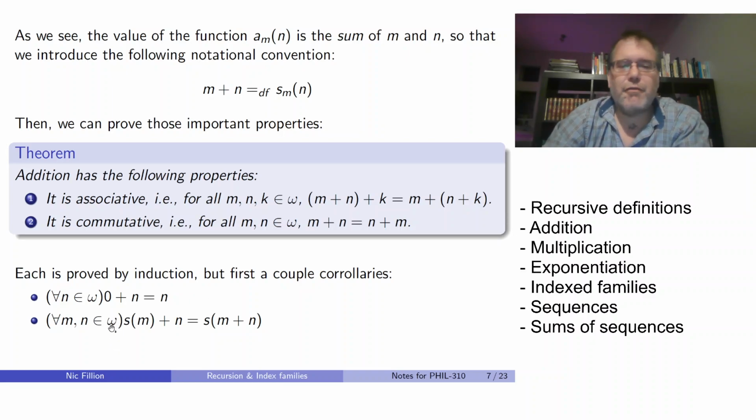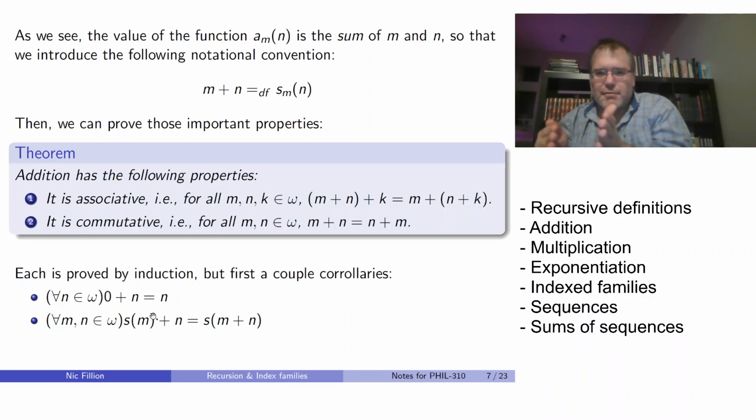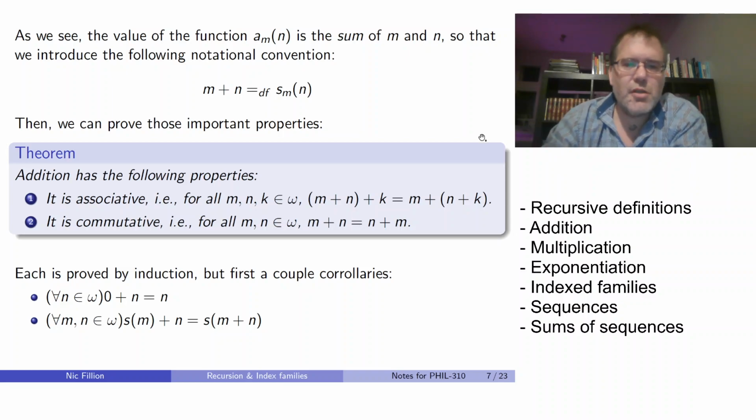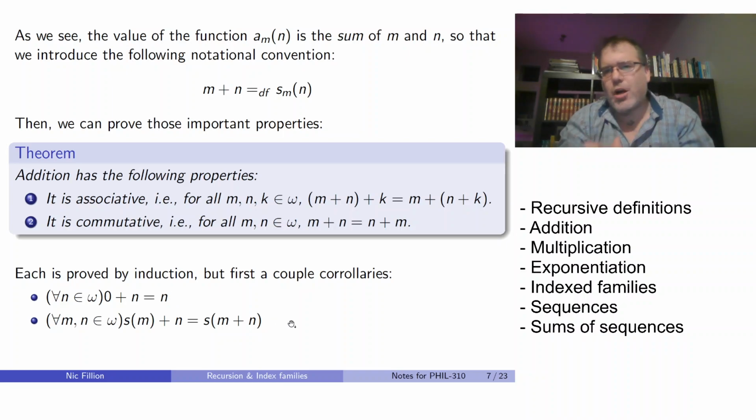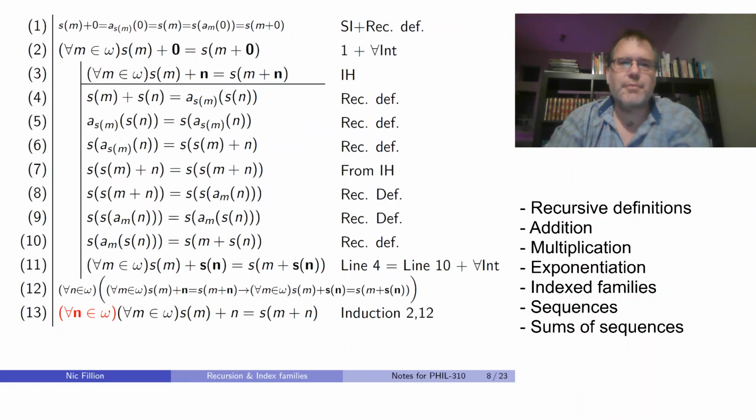And then we have for any numbers m and n, the successor of m, m plus 1, plus n equals the successor of m plus n. So m plus 1 plus n equals the successor of m plus n. The first one, I'm going to leave as an exercise, and we're going to do the second one, and we're going to take our time, work it out with a Fitch diagram.